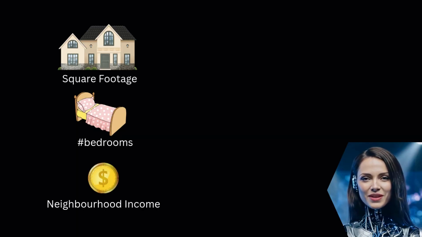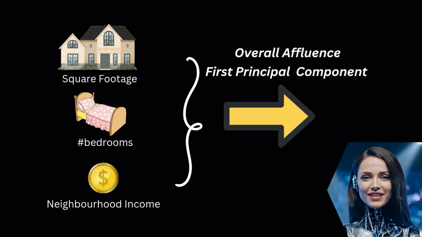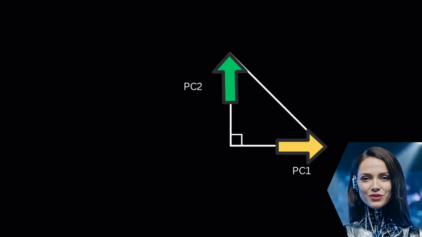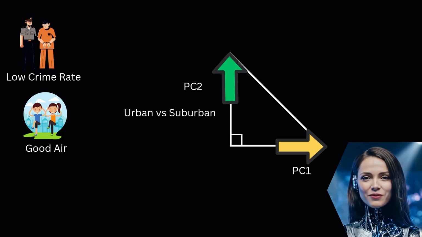For our housing data, this primary eigenvector might be a combination of square footage, number of bedrooms, and neighborhood income. We could give this new combined axis a name: overall affluent size. The eigenvalue for this eigenvector will be huge, telling us that this component explains a massive chunk of the variation in housing prices. The eigenvector with the second largest eigenvalue points in the direction of the next most significant variation, and it will be mathematically guaranteed to be orthogonal, that is at a right angle to the first. Now this might be a component we could call urban versus suburban, a combination of low crime rate, good air quality, but far from city center.